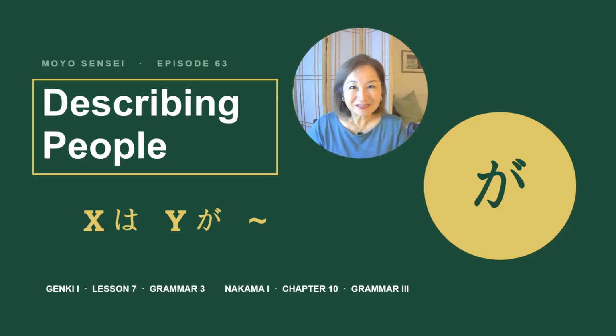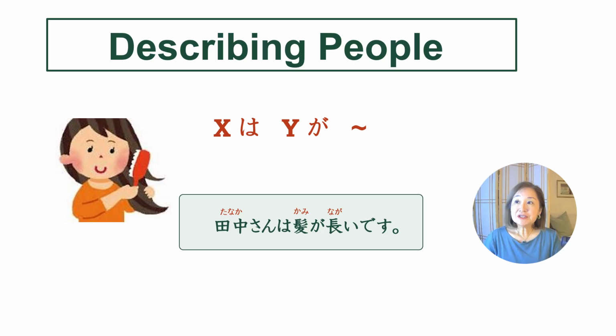So, how does this sentence pattern work? Let's take a look. Here's the sentence pattern. X は Y が and then a description. Let's see what this looks like with real words. 田中さんは髪が長いです。Tanaka-san has long hair. Now let's look at the sentence structure and match each part to the pattern.